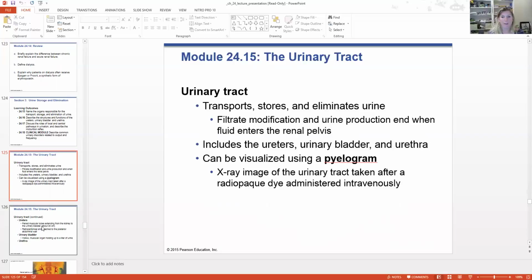An image called a pyelogram, I can never say it, I'm a horrible pronunciator, is basically an X-ray image after a radioactive dye has been taken, and it's usually administered intravenously, and so you can see the illumination of the urinary tract, typically done if someone has kidney stones or something like that.